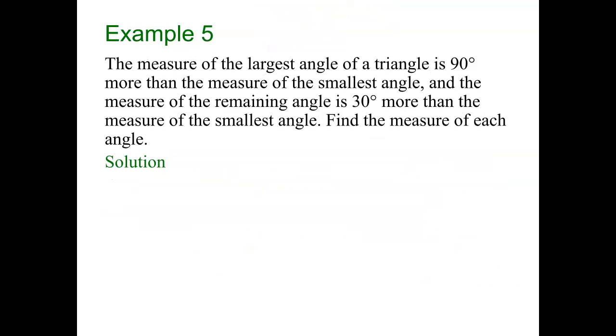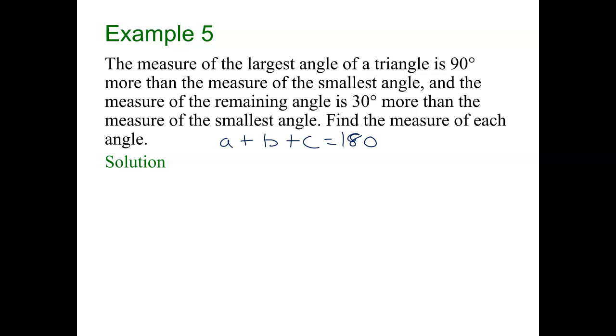The measure of the largest angle of a triangle is 90 degrees more than the measure of the smallest angle. The measure of the remaining angle is 30 more than the measure of the smallest angle. Find the measure of each angle. What's the measure of the angles in a triangle? 180. How do I find the measure of all the angles? Add them together. So the 3 angles in a triangle added together have to equal 180 degrees.